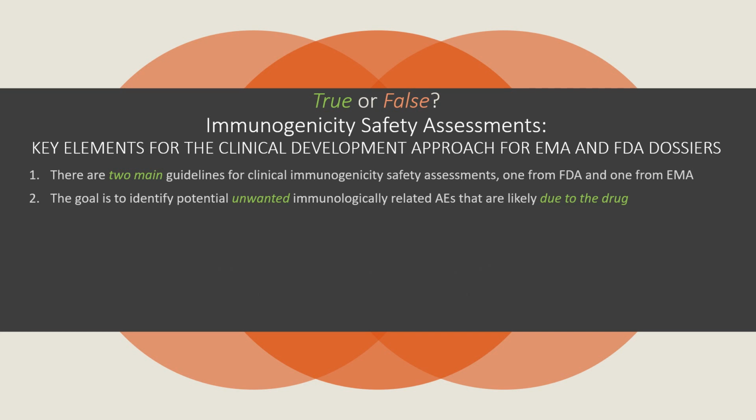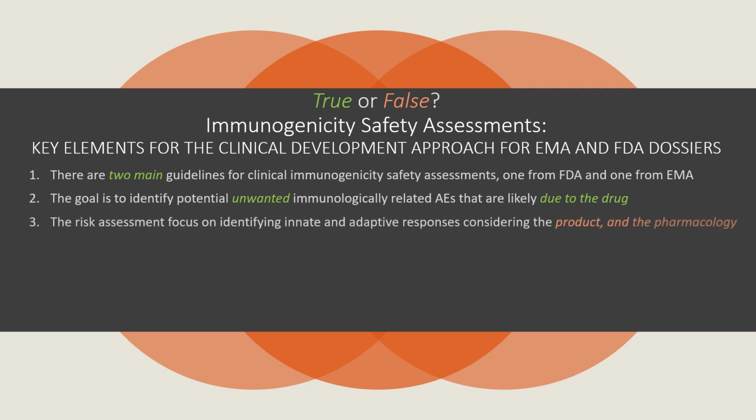Okay, time for the other questions. The risk assessment focuses on identifying innate and adaptive response considering the product and the pharmacology. What's missing here is the patient. That is an important thing that's really mentioned. Both guidelines talk about innate and adaptive responses, but remember the patient considerations are very important for the risk assessment. So don't forget that. That's why this is false.